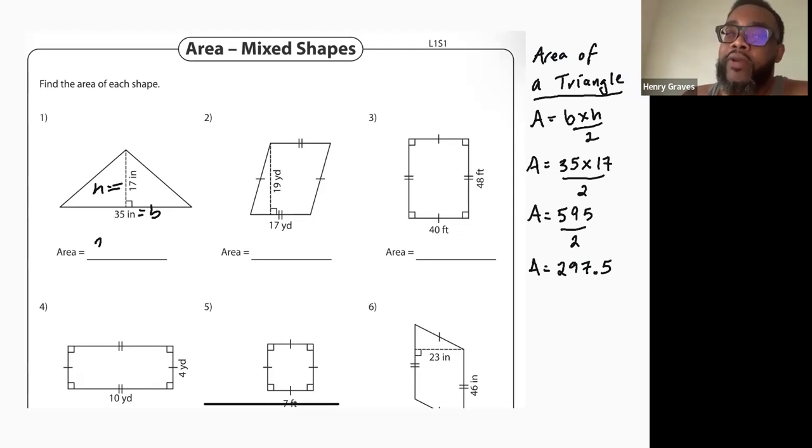This is 297.5 inches squared, and that's how I do the area of a triangle.